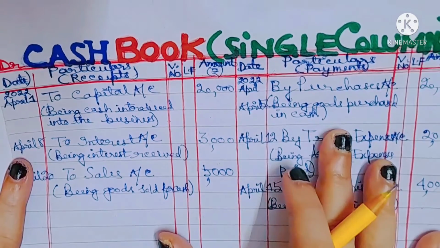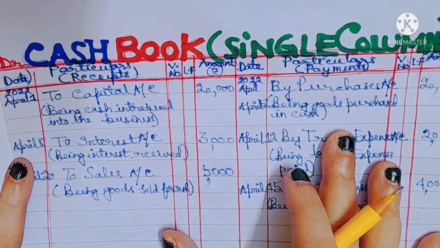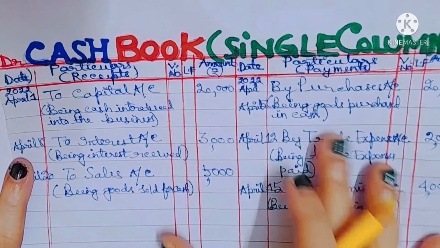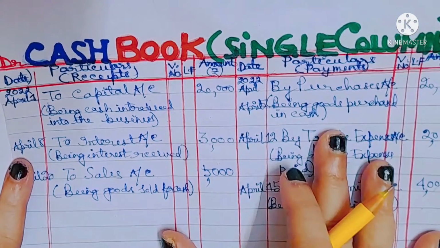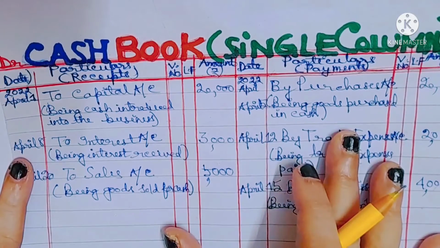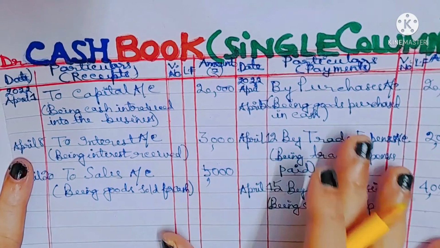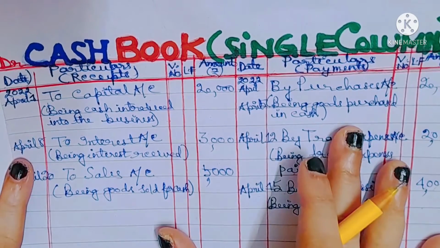Moreover, cash book is a real account. According to real account, what comes in is debit. Here, when goods are sold, cash comes into the business. So 5,000 will be debited. Understood? Now let's see the next transaction.